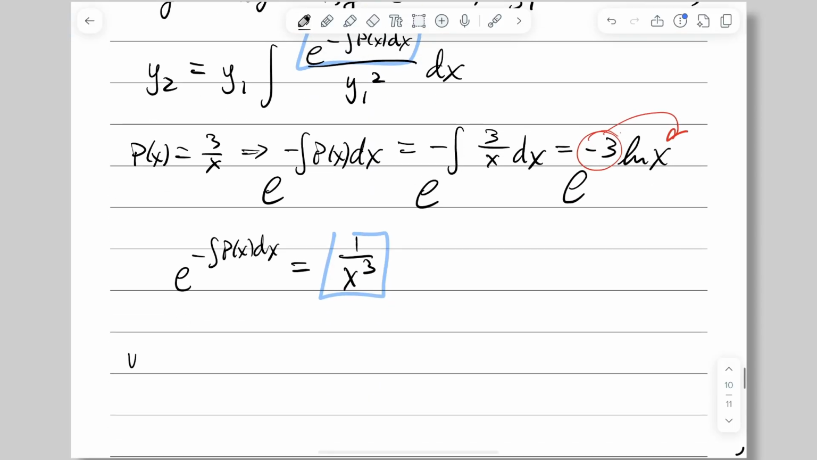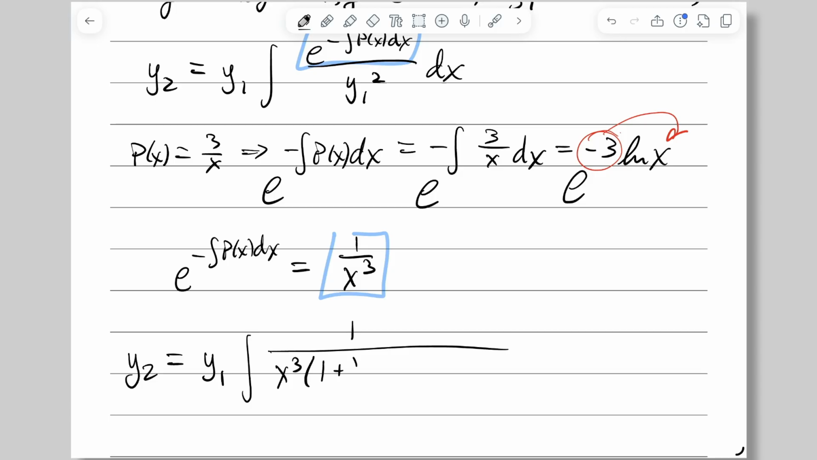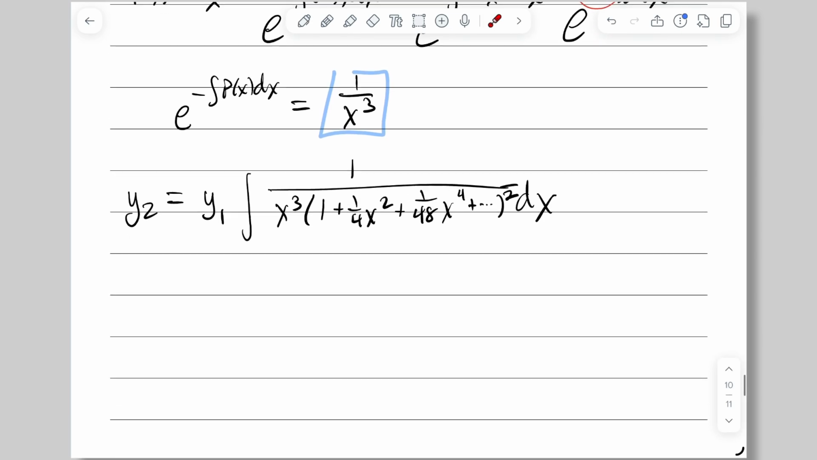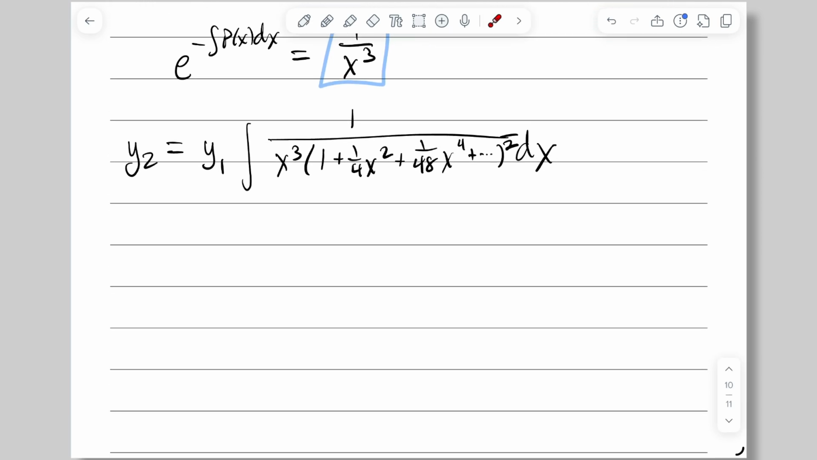So to write this down, we would have y2 is equal to y1 times the integral of 1 over x cubed times 1 plus 1/4 x squared plus 1 over 48 x to the 4th, and so on. Oh, that's squared down there. That power series is squared. Okay, this is not something that I would be willing to do by hand. My tool of choice here is wolframalpha.com.